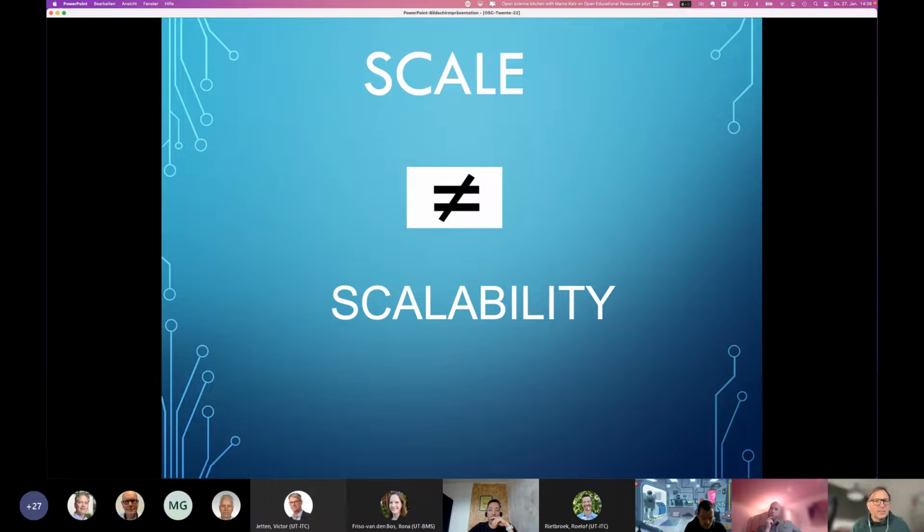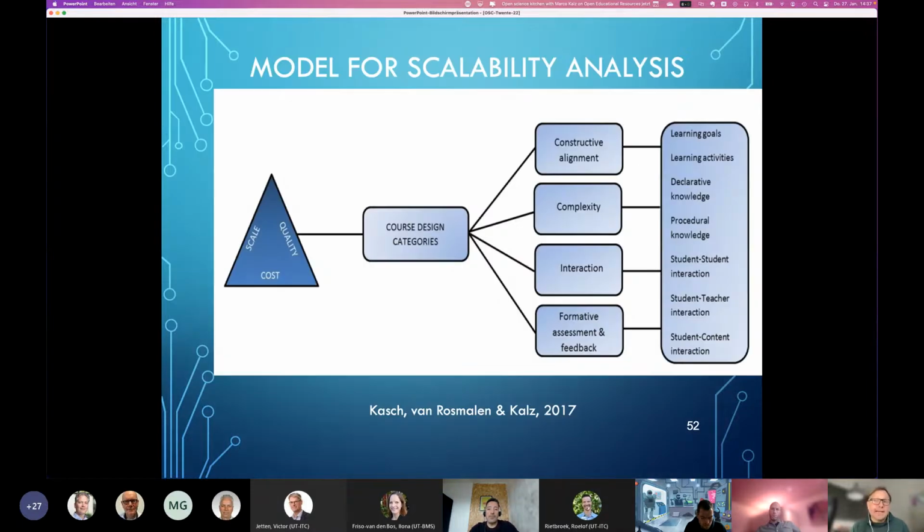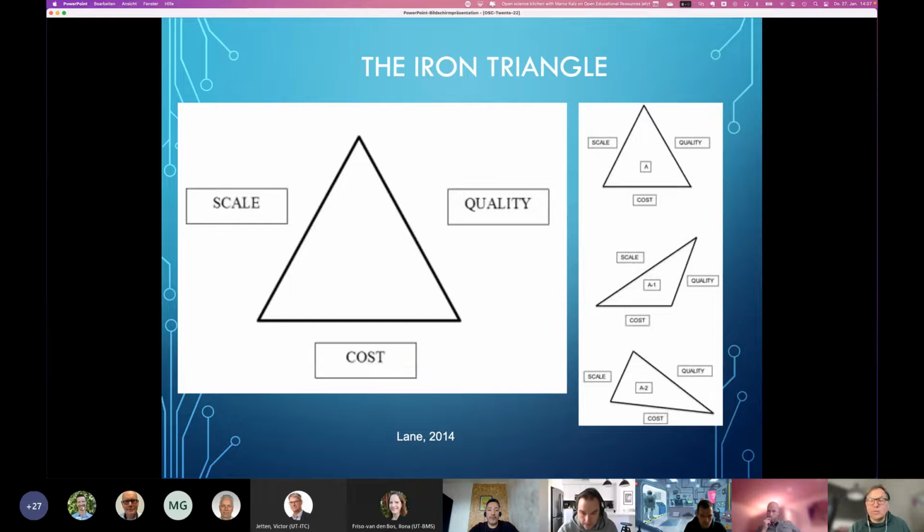And we started this project with an assumption: yeah, okay, but scale in terms of the number of learners doesn't mean scalability. So we were interested to see how far these designs and approaches would be able to maintain high quality despite an increasing or large number of learners at a stable level of total costs. So if you look at scalability of educational designs, you have, of course, the teacher bandwidth as a limiting factor. And we developed an assessment instrument in which we looked at constructive alignment, complexity of learning activities, interaction, and formative assessment and feedback. I have to be a little bit faster. I skipped the iron triangle. If you want to know about that, you have to read it yourself.